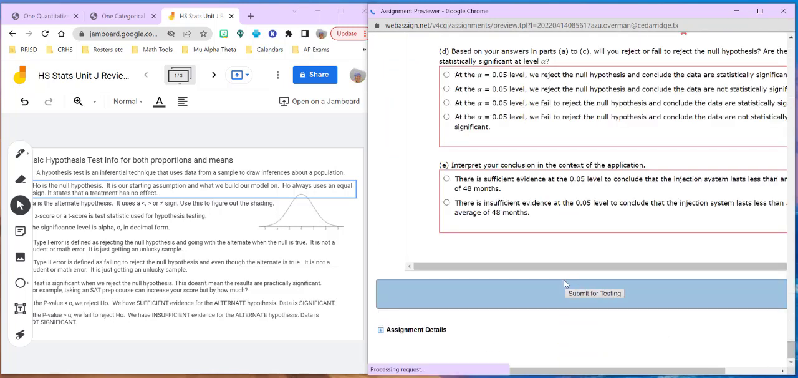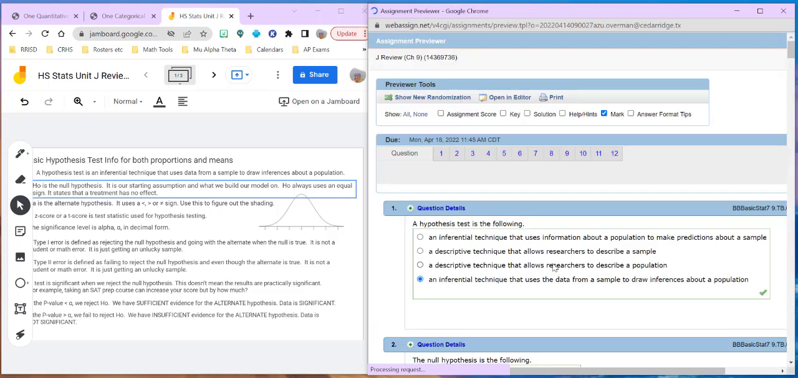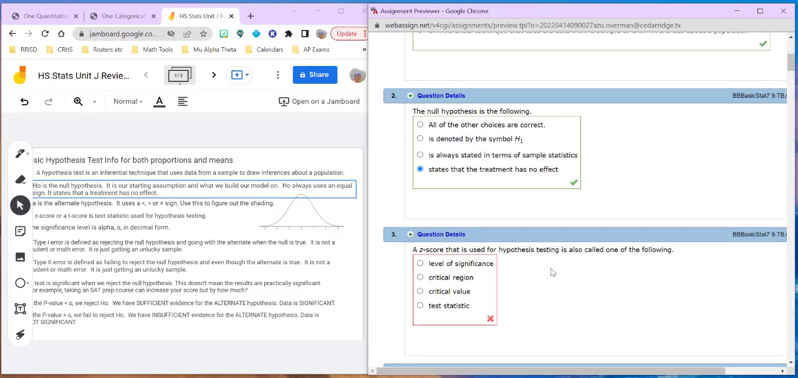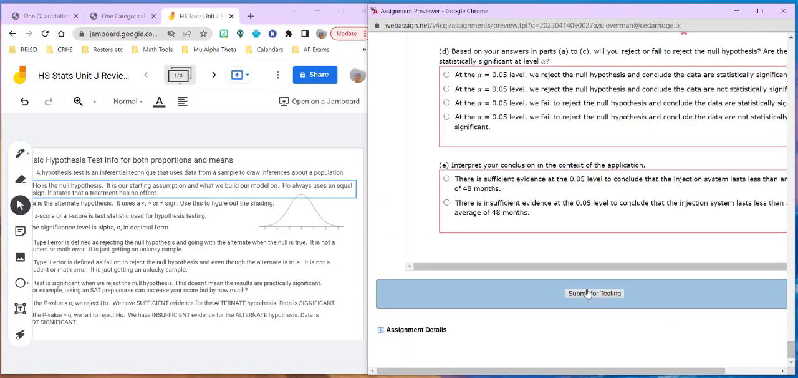There you go. Voila. A z-score is basically your test statistic. All right, so level of significance is alpha, but your z-score is your test statistic. And that's 3 down.